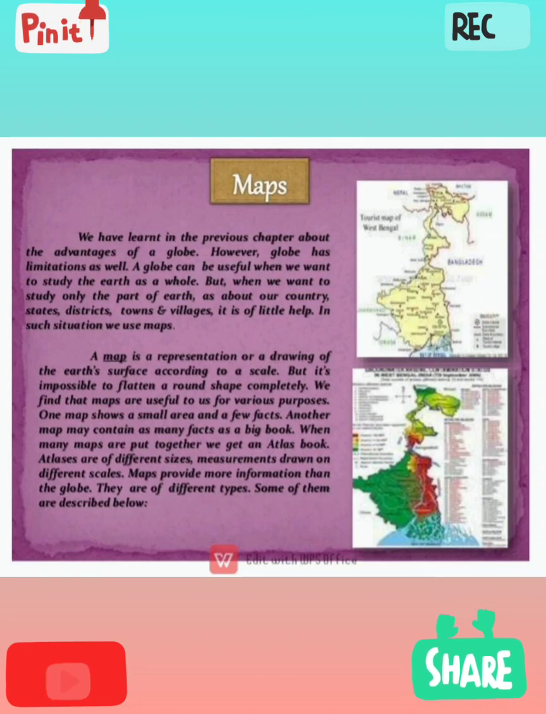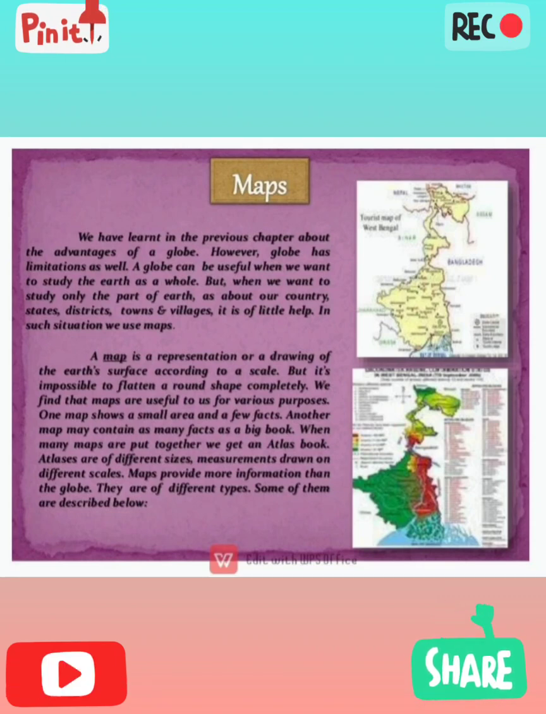So in this video we will talk about maps. We have learned in the previous chapter about advantages of globe. However, globe has limitations as well. A globe can be useful when we want to study the earth as a whole, but when we want to study only a part of it, such as our country, states, district, towns and villages, it is of little help. In such situations we use maps.